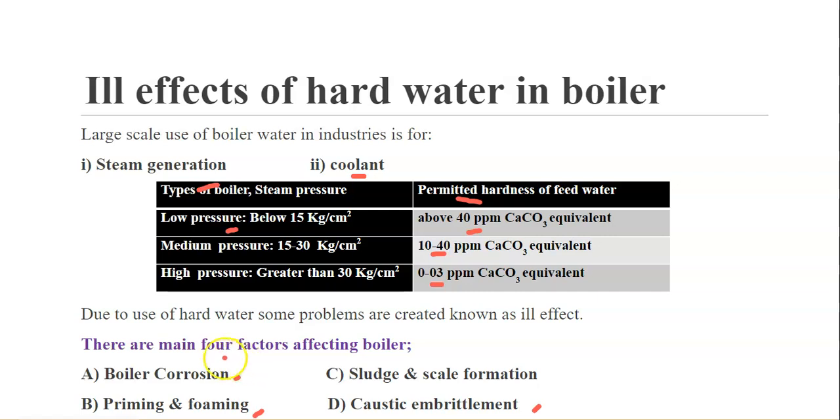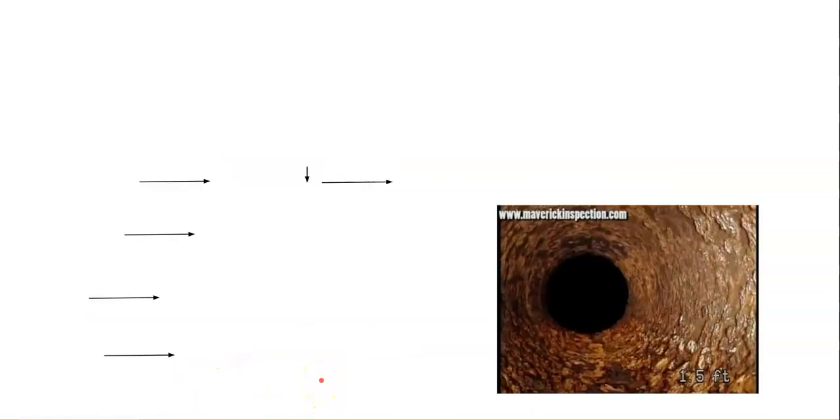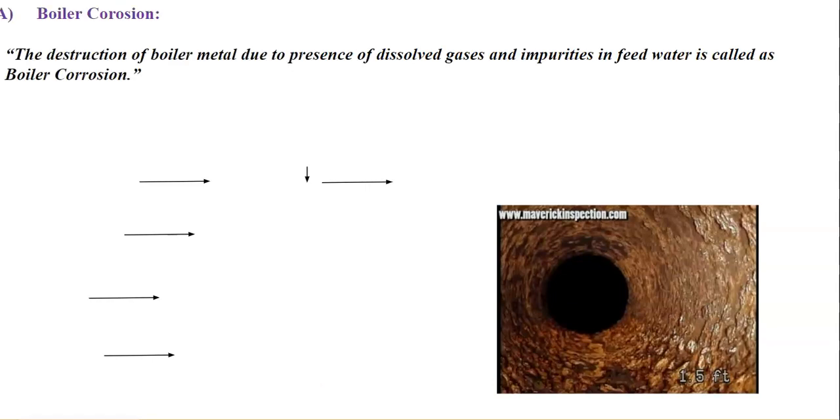So let's discuss these four factors one by one, beginning with boiler corrosion. So what is corrosion in general? So corrosion can be defined as decay or destruction of a metal. So when the decay or destruction of boiler metal takes place due to presence of dissolved gases and impurities, it is called as boiler corrosion.